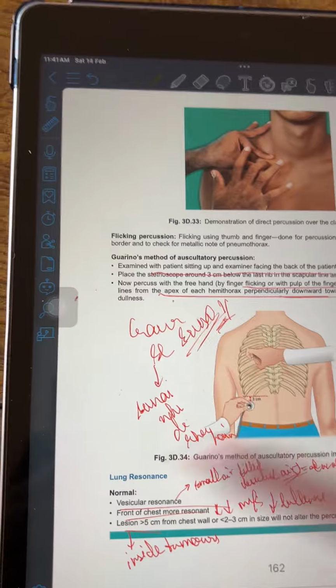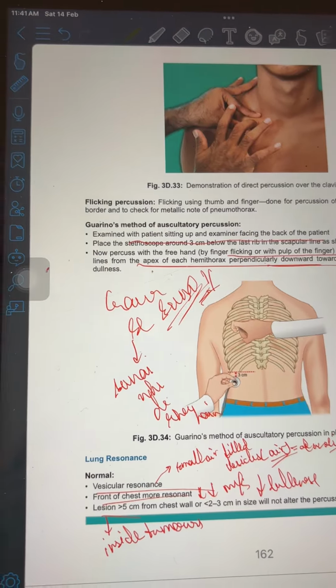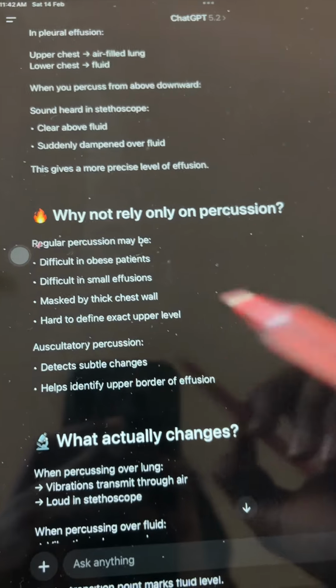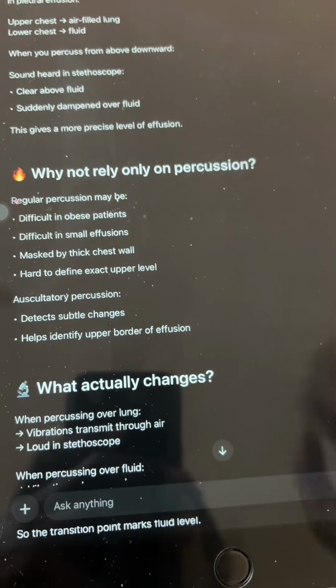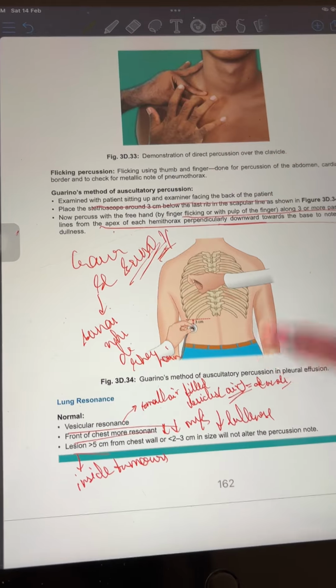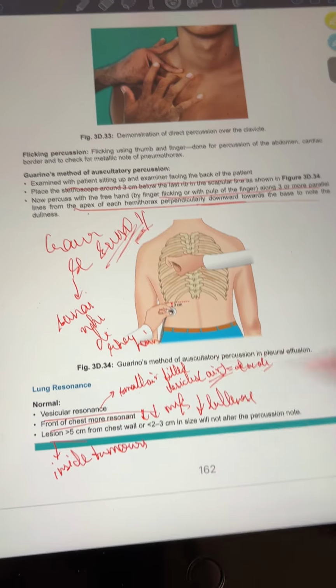Next, I don't think it's important, but still, when you're not able to hear, that's why Gore says auscultatory percussion. Why is it done? In regular percussion it's difficult in obese patients and small effusions and all that. So that's why it's done. You keep flicking, tap tap tap, from up to down. Different sounds would be heard in the stethoscope. So that's why it's done.